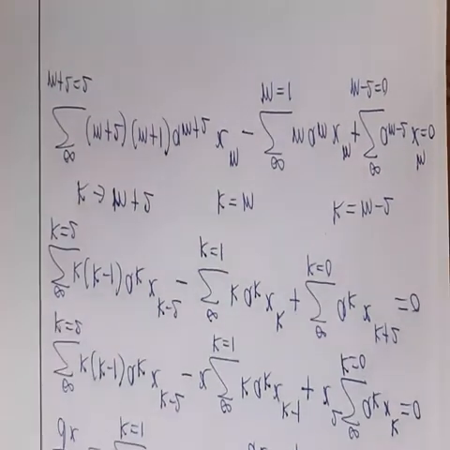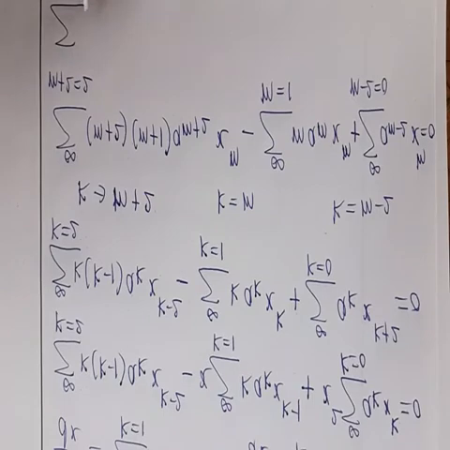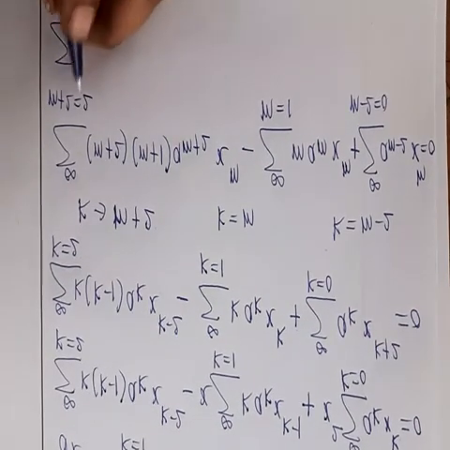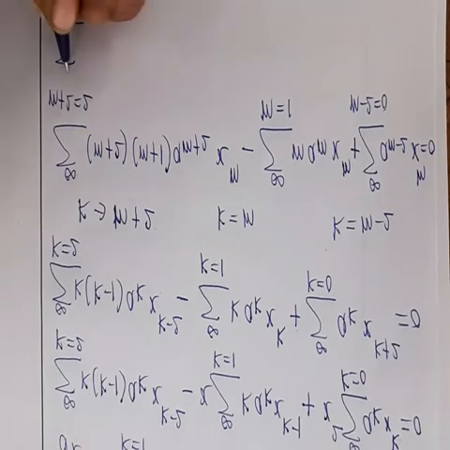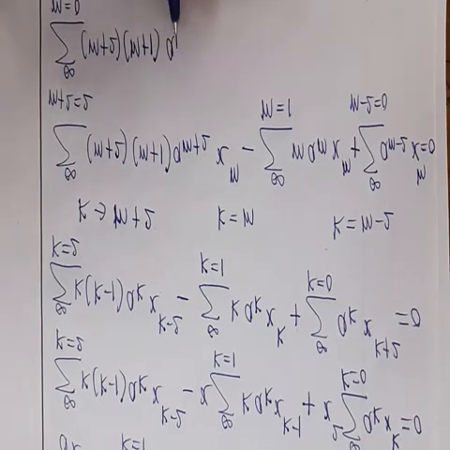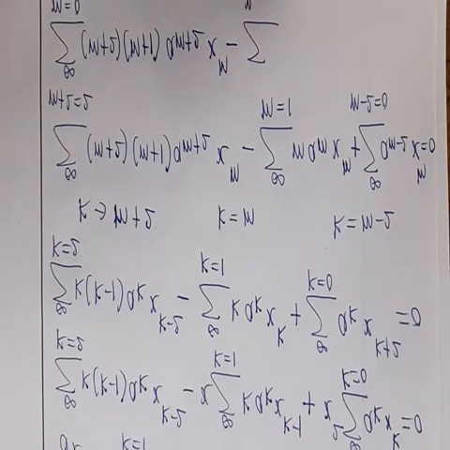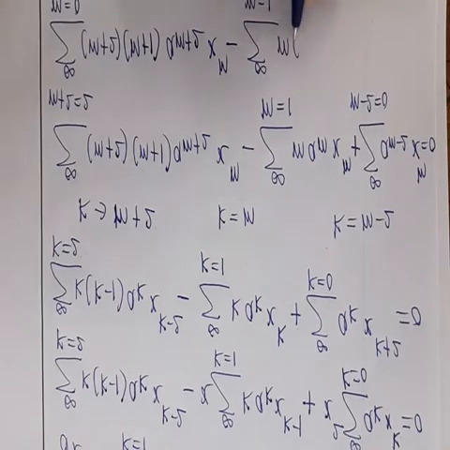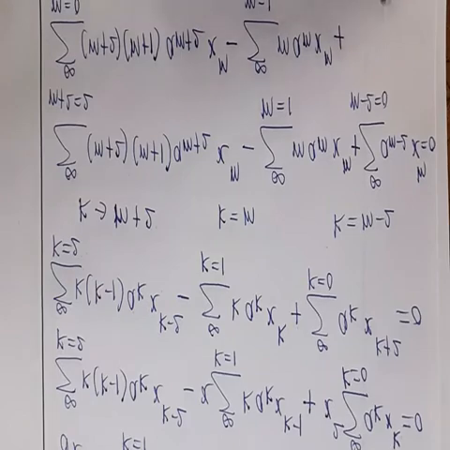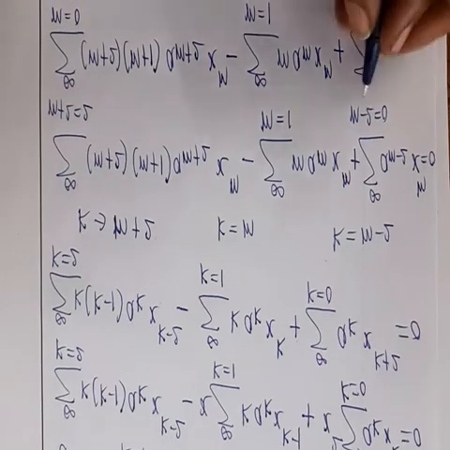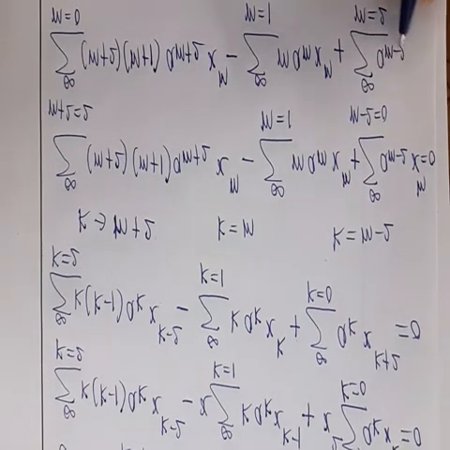Now simplify it further. Summation m is equal to 2 gets cancelled on both sides. M is equal to 0 to infinity m plus 2 m plus 1 multiplied by a of m plus 2 x to the power m, minus summation m is equal to 1 to infinity m multiplied by am x to the power m, plus summation m minus 2 is equal to 0, means m is equal to 2 to infinity a of m minus 2 multiplied by x to the power m, and this is equal to 0.